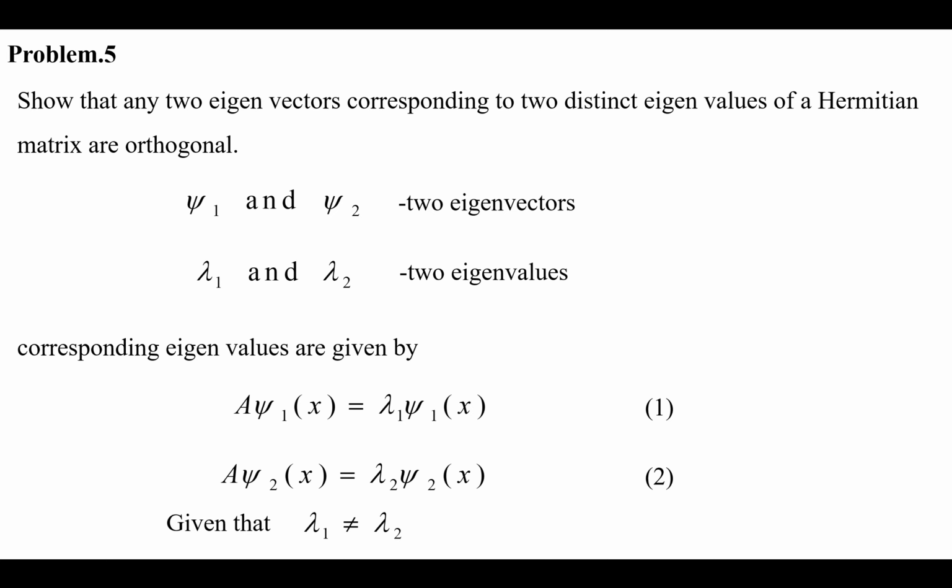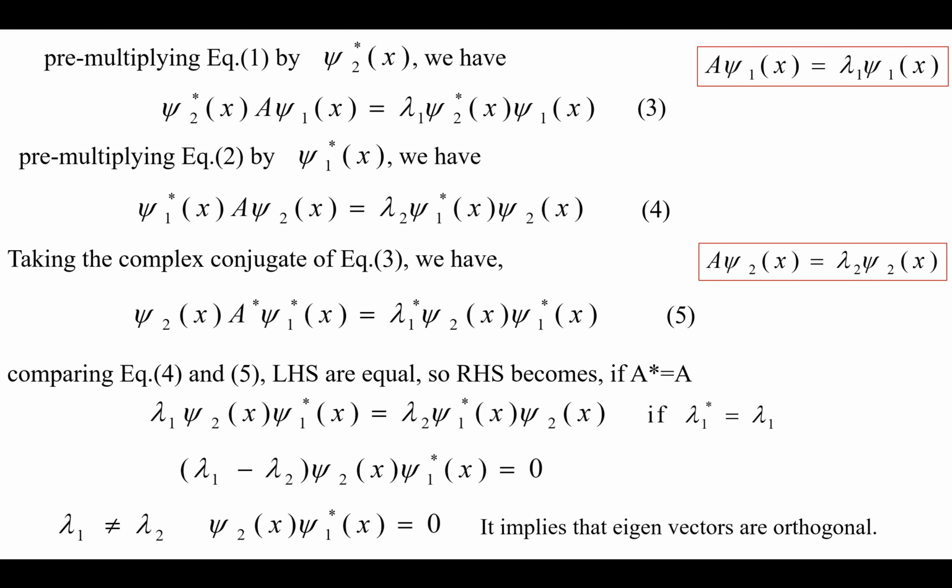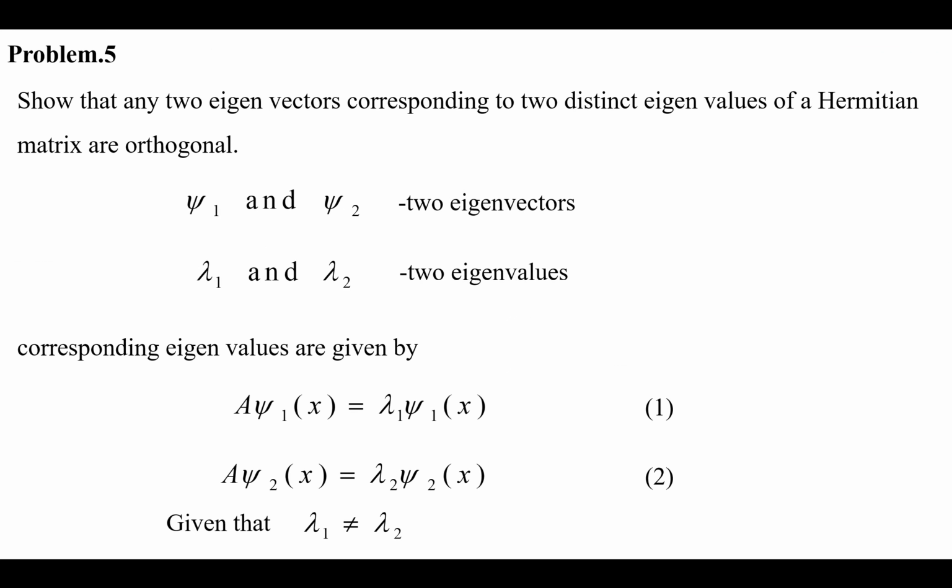We'll go for problem number 5. Show that any two eigenvectors corresponding to two distinct eigenvalues of a Hermitian matrix are orthogonal. I repeat, show that any two eigenvectors corresponding to two distinct eigenvalues of a Hermitian matrix are orthogonal. So lambda 1 and lambda 2 are two distinct eigenvalues, and when they are not equal, the wave functions are orthogonal to each other. So that's our idea.